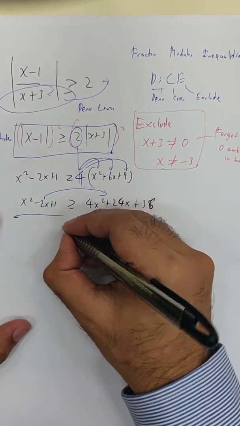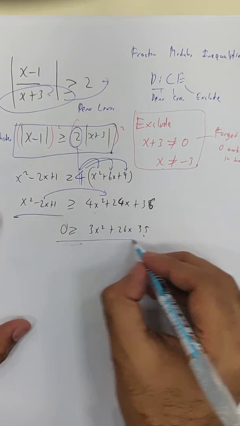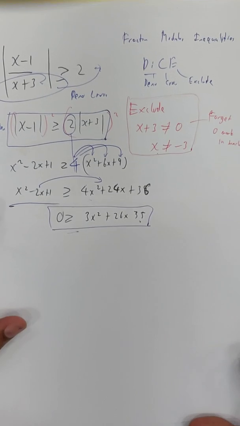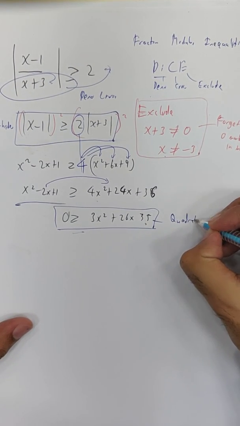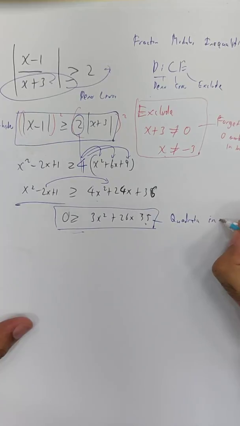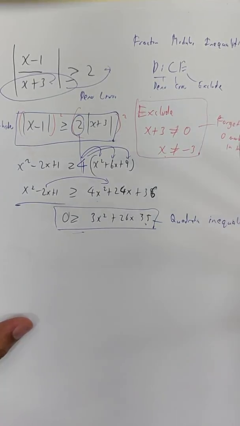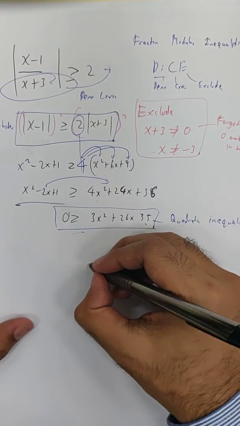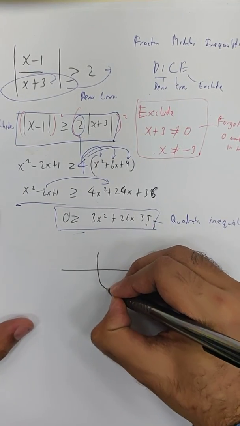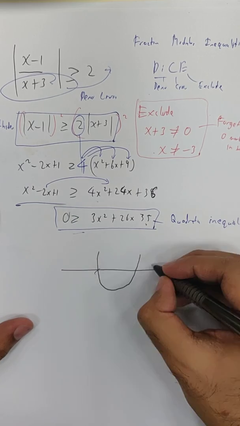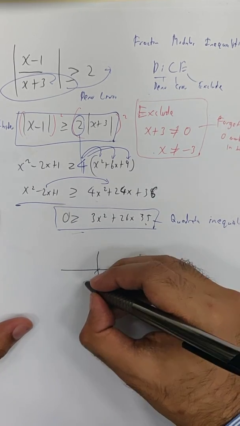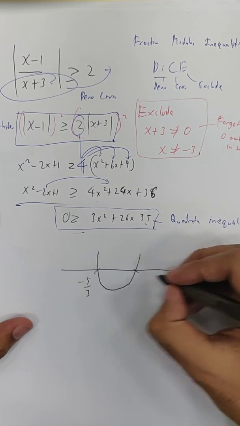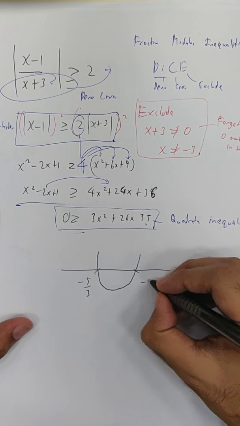And how do we solve from here? What type of question is this? Quadratic inequalities. What's the best way to solve quadratic inequalities? Use the graph. And how do you make a graph? Yes, calculator. Press into your calculator. What do you get? Negative 5 over 3. Negative 7.